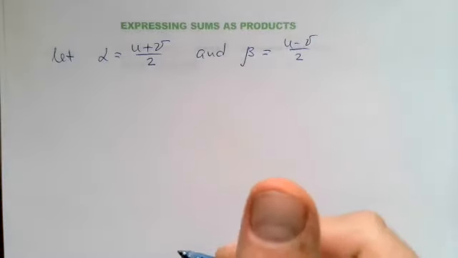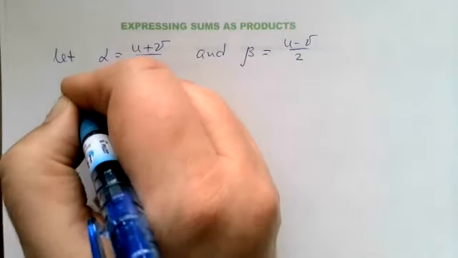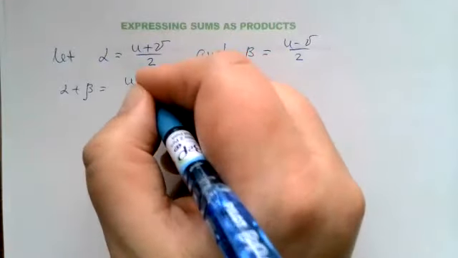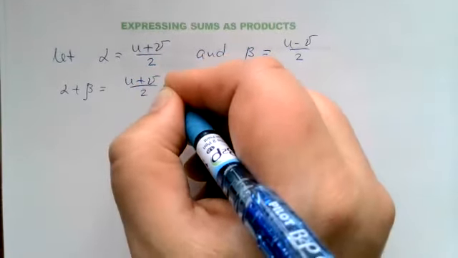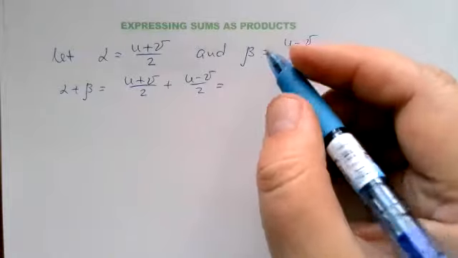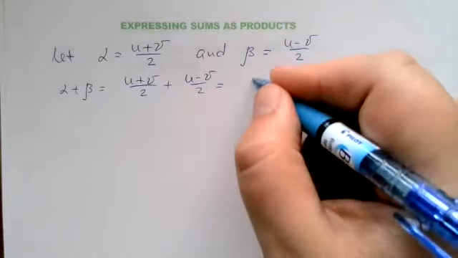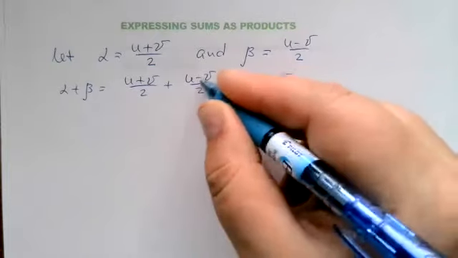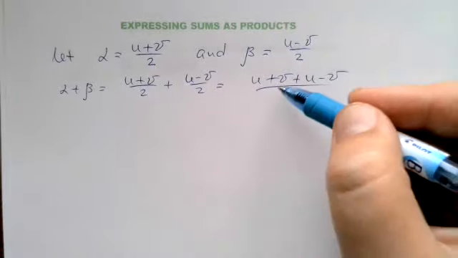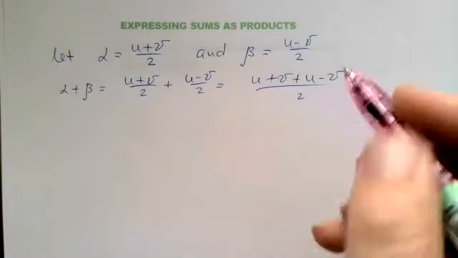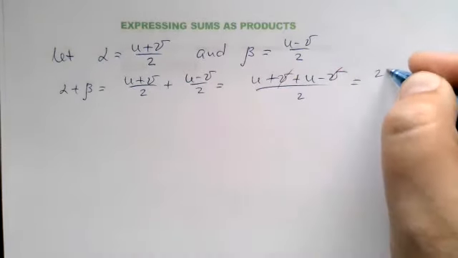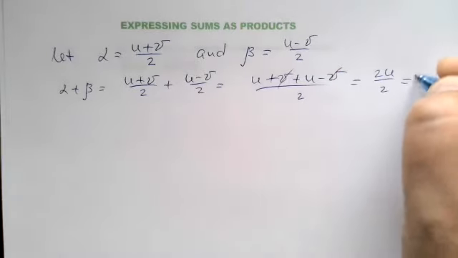So if we make that substitution, let's see what alpha plus beta is going to be. Alpha plus beta is going to be (U plus V) over 2 plus (U minus V) over 2. When we combine these fractions, we're going to have U plus V plus the numerator of the second fraction, U minus V, over 2. Well, V and V cancel out. What do we have? We have 2U divided by 2, so that's just U.